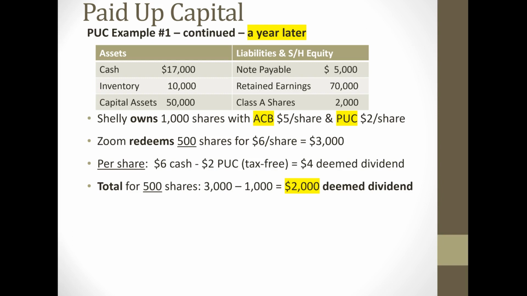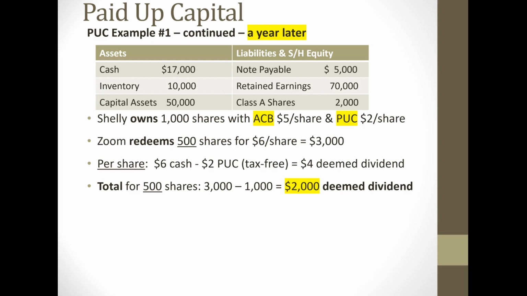She's going to get $6 cash per share for 500 shares. She's going to get $3,000. Her PUC is $2 per share at 500 shares. That's going to be $1,000. So she's now going to have a deemed dividend of $2,000. And once again, Zoom is going to have to designate that as either an eligible or non-eligible dividend, and Shelley will have to include that dividend in her income.